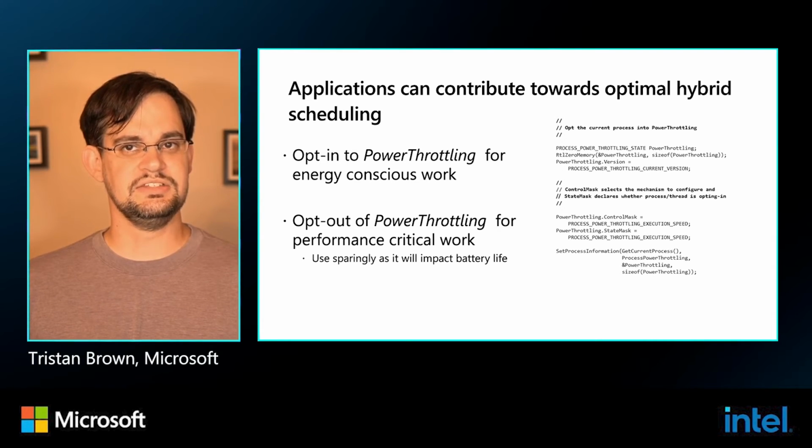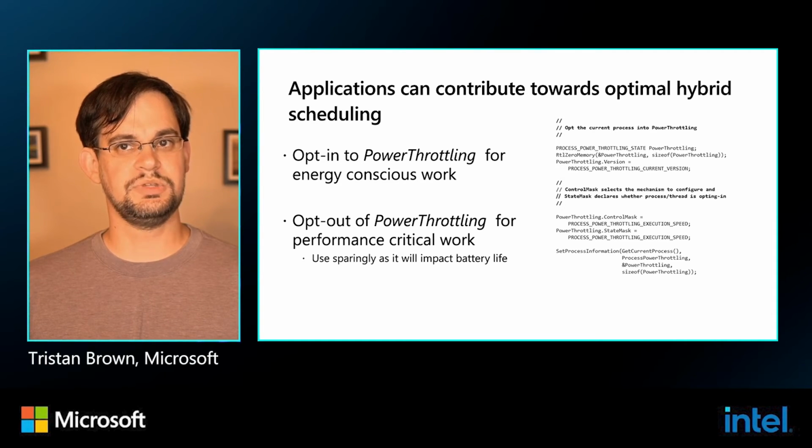Note that opting into or out of power throttling will not always make your application run on an E or P core. Windows will take additional considerations into account, including whether or not the system is running on battery and Thread Director hints to decide which type of core will be most performant or efficient for an individual thread.